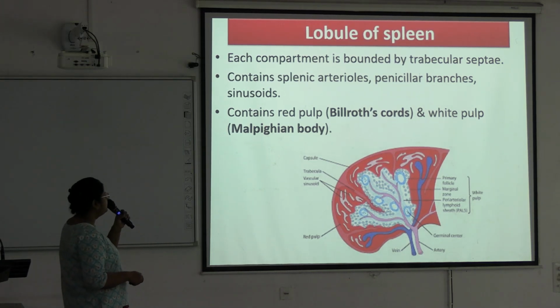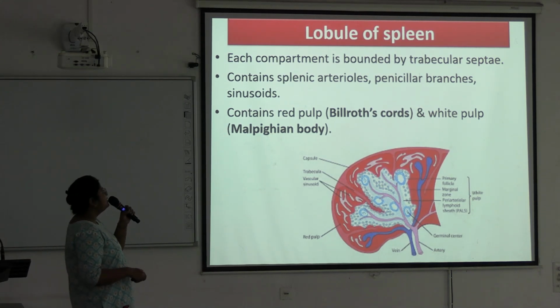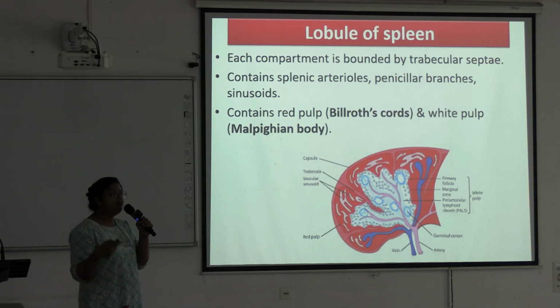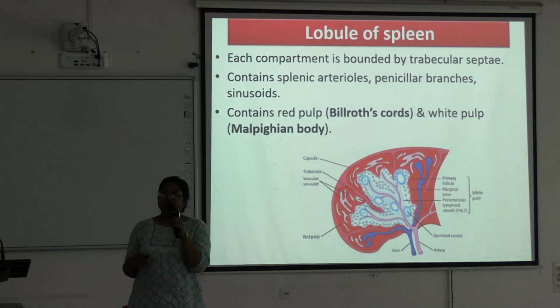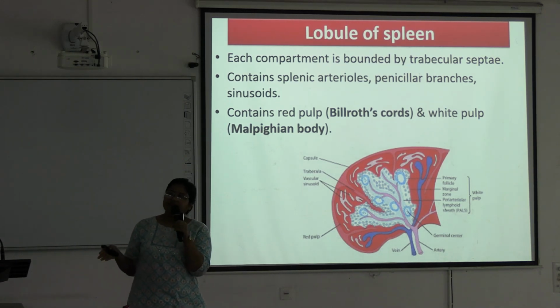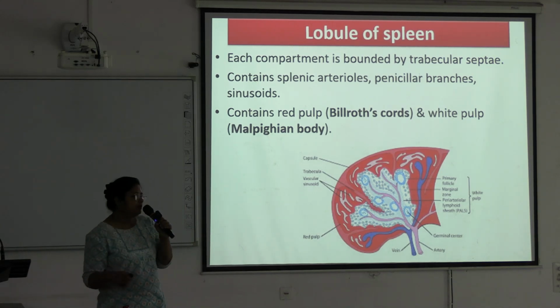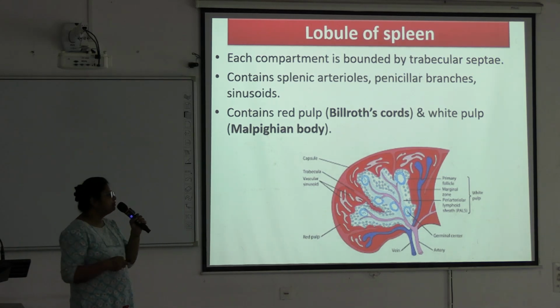Red pulp, these areas containing the sinusoids and Billroth cords, these are the red pulp, and white pulp is formed around this arteriole. Around this arteriole, lymphatic cells form the periarteriolar lymphatic sheath. And this we see as a white dot in cross section of the spleen. That's why the name white pulp is given, from the naked eye view.